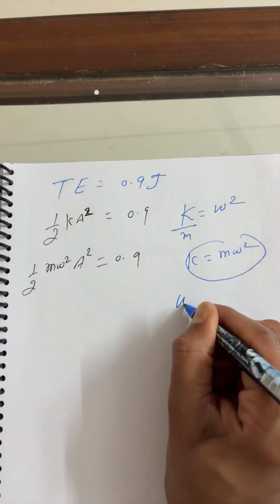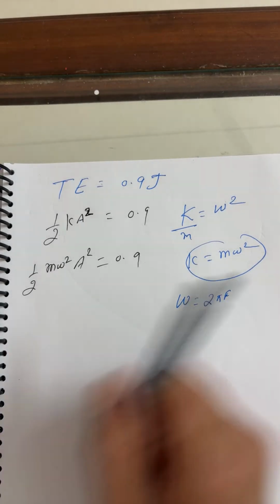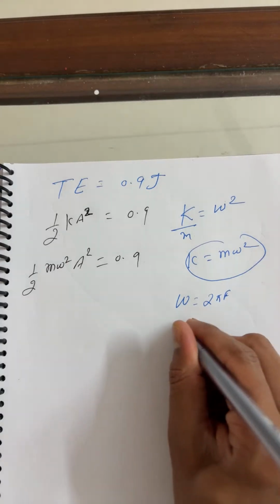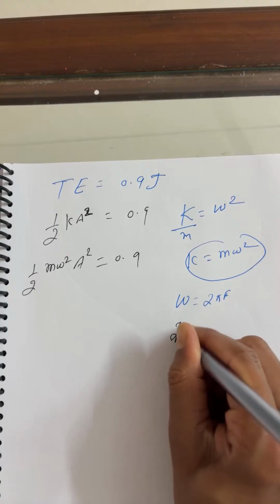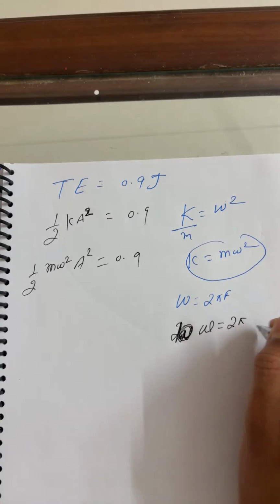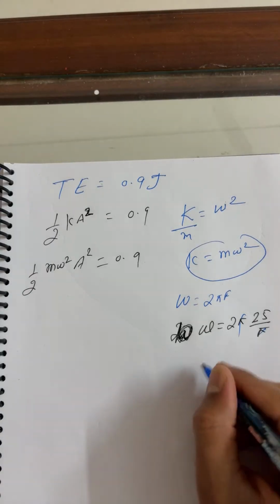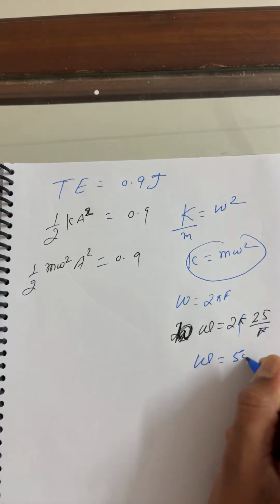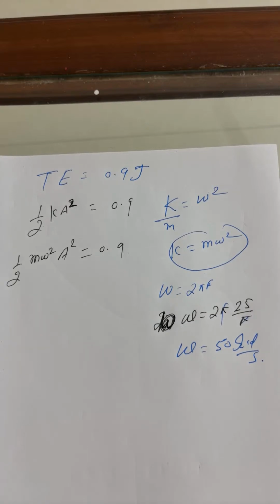Students, omega you can use here. Omega is equal to 2 pi f. f is mentioned in this question. So omega equals 2 pi times 25 by pi. The pi cancels, the 2 cancels, so omega is 50 radian per second. Omega you can write as 50 radian per second, right?